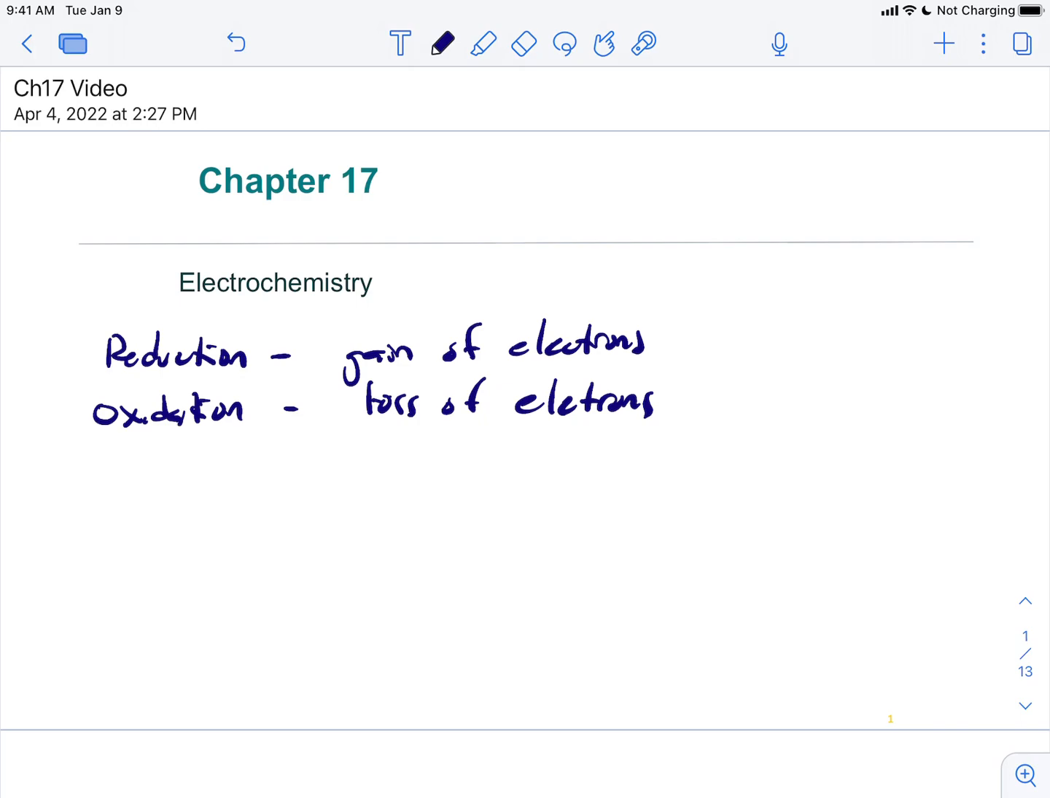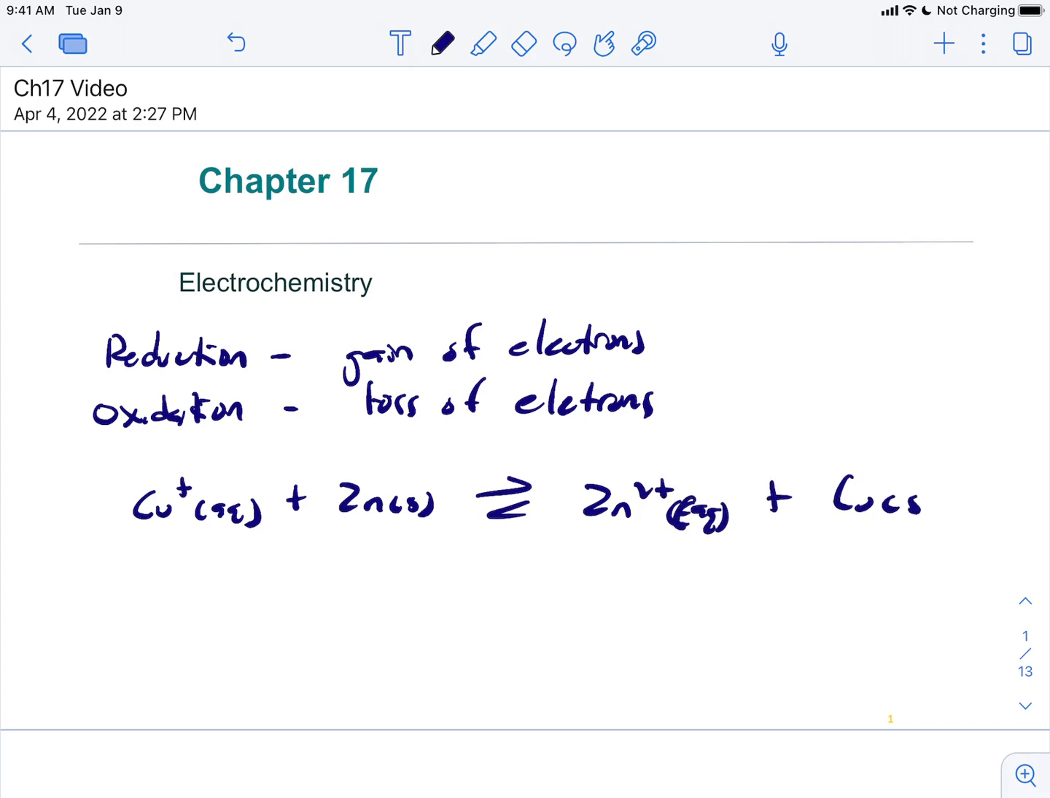But they always occur together because whatever electrons are lost have to be gained by something else, and therefore the reactions have to be balanced. So if you were to start with, say, a system like this, where you had maybe copper +1 ions in aqueous solution, and zinc solid, and what happens is we go to zinc 2+ in aqueous solution, plus copper solid. So you can see the copper has picked up electrons, gain of electrons. It's being reduced. Its oxidation number is going from +1 to 0 because that's elemental. That's the reduction that we're talking about.